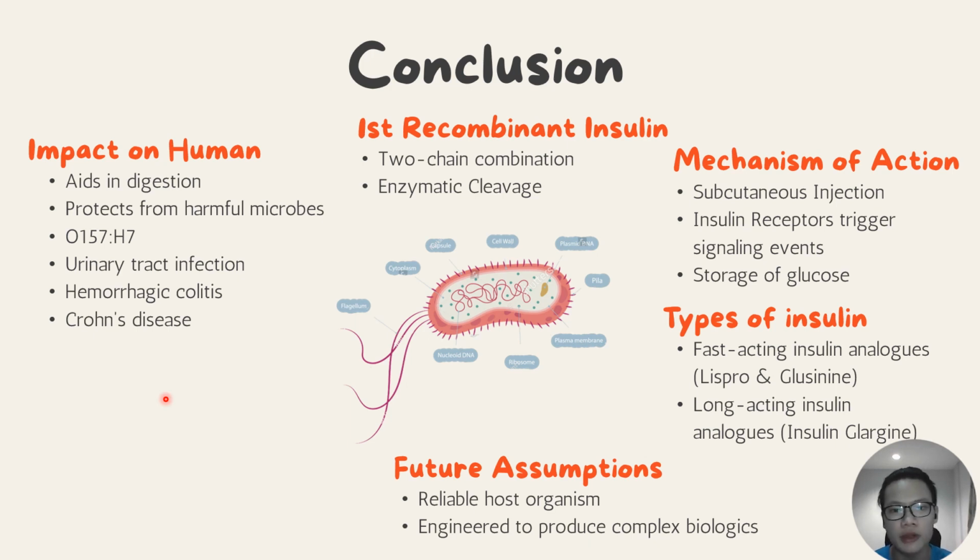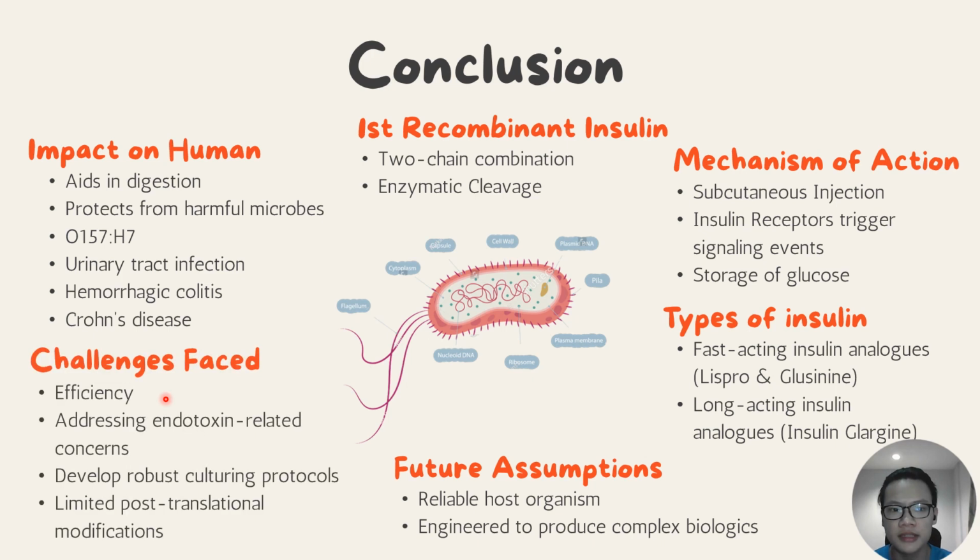With that, culturing E. coli could be scaled for industrial usage, as some companies have already generated protocols for larger scales. Another assumption is that E. coli can be engineered to produce complex biologics, such as vaccines and monoclonal antibodies for future diseases. However, there are several challenges that we have to overcome in terms of efficiency, such as efficiently optimizing metabolic pathways to enhance yield, purity, and productivity. In addition, addressing endotoxin-related concerns and developing robust culturing protocols for industrial usage is also part of the challenges.